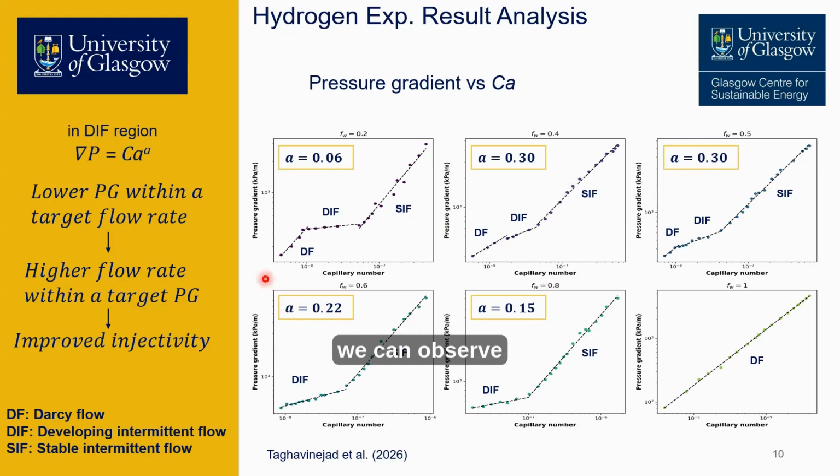As we can see, we can observe different stages of pressure gradient versus capillary number here. Some of them, or better to say, the ones at relatively very low capillary numbers, are Darcy flow, so they obey Darcian flow, very similar to single-phase flow.